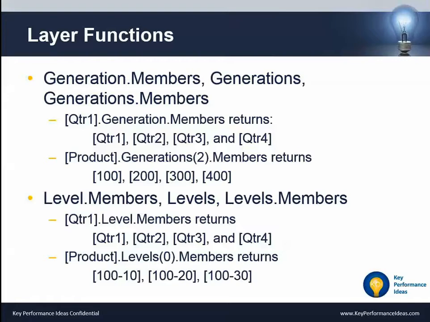And then the same thing with our levels. If we did a quarter1.level.members, we would return everything that's at the same level as quarter 1. And if we did a level 0 product, we would end up with 100-10, 100-20, and 100-30. So just different ways to specify our members to produce those sets based upon the layer, level and generation.